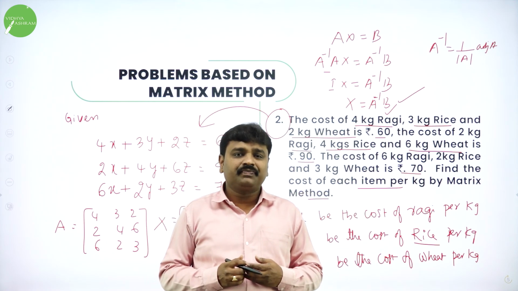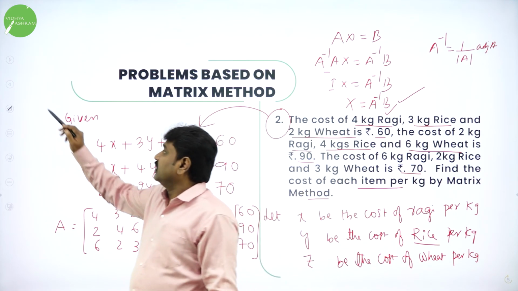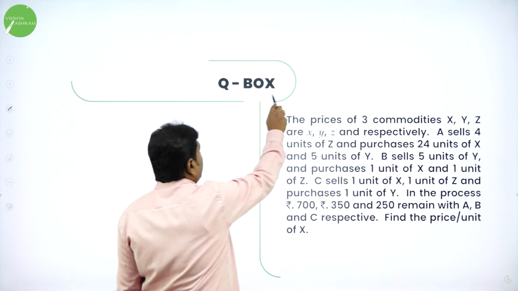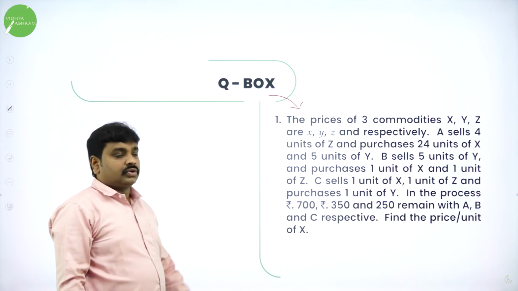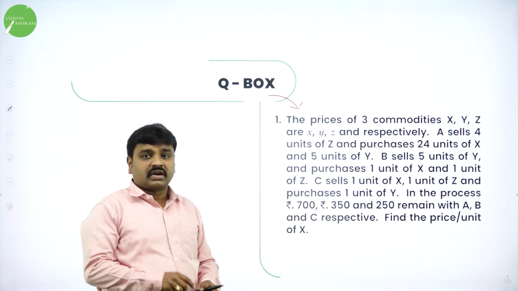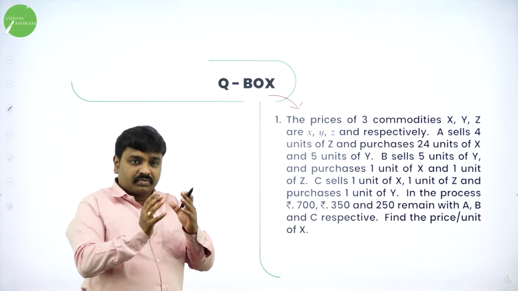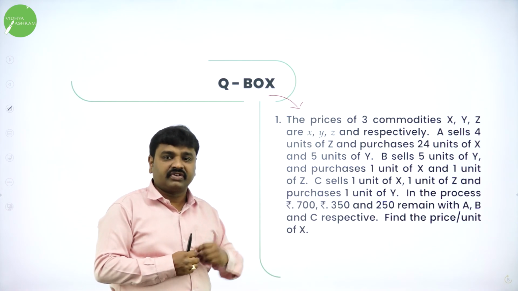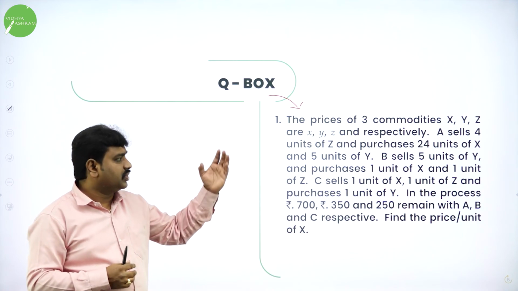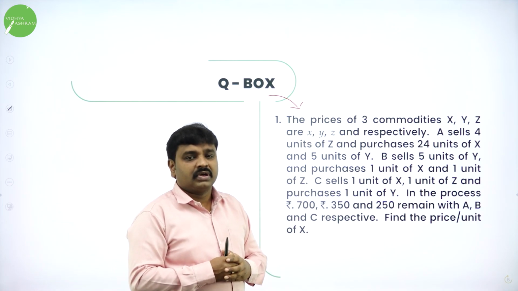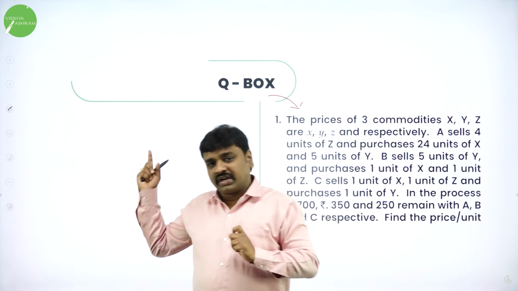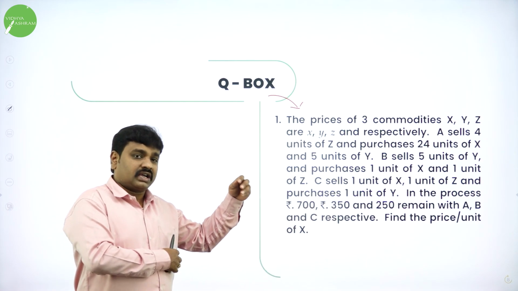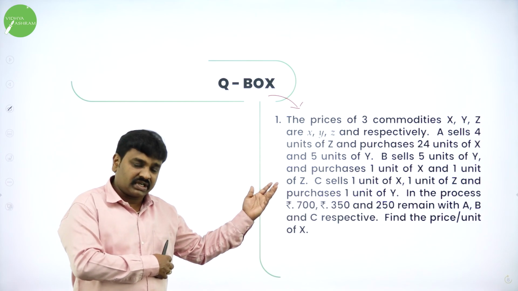So solve this problem, and along with that I am also asking you to solve this question in QBox. Read this question carefully, write the equations, and solve them by using the matrix method. So form 3 equations, then find the determinant, then find the adjoint and solve it. It's your NCERT textbook problem. So this is the QBox, the question box. I have given one question, and whatever I have done in this class, please recollect it and apply the same logic and get the answer for this.